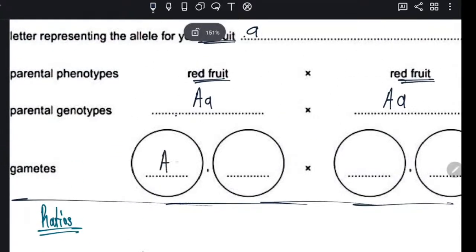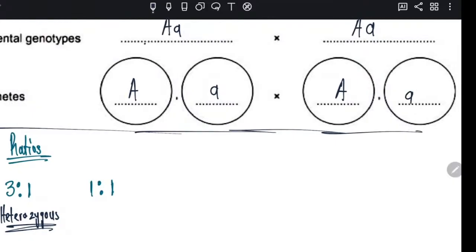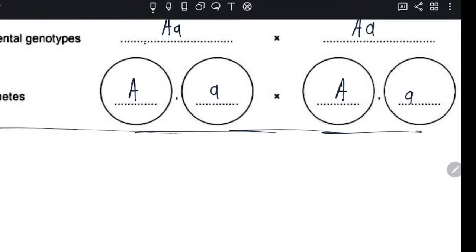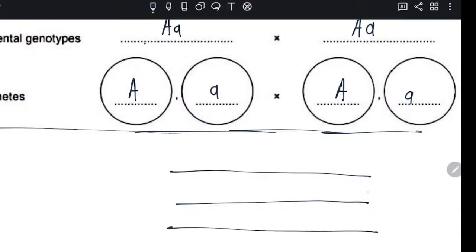The gametes here will become big A, small a, and big A, small a. Now we do our Punnett square. We do 3 lines like this: 1, 2, 3. Then we do 3 lines like this. We put 1, 2, and 3.